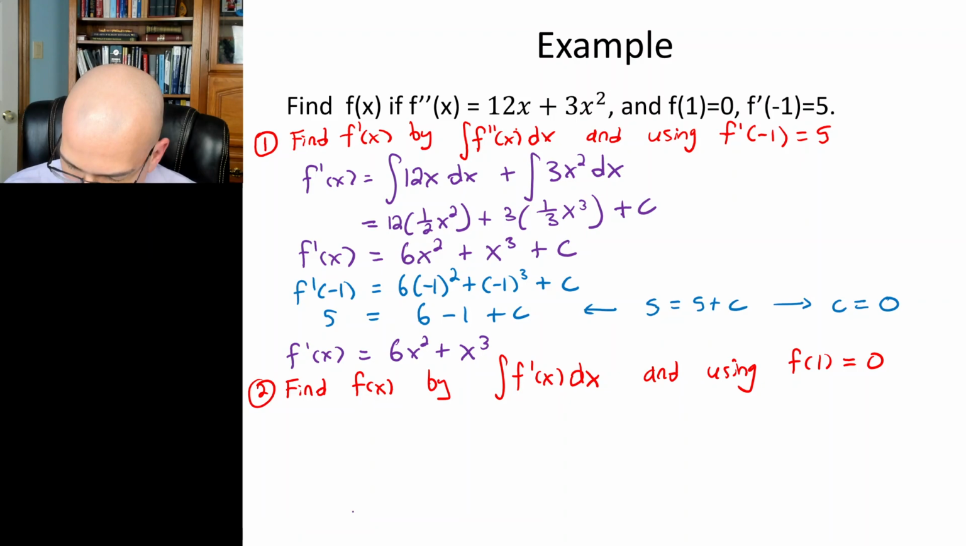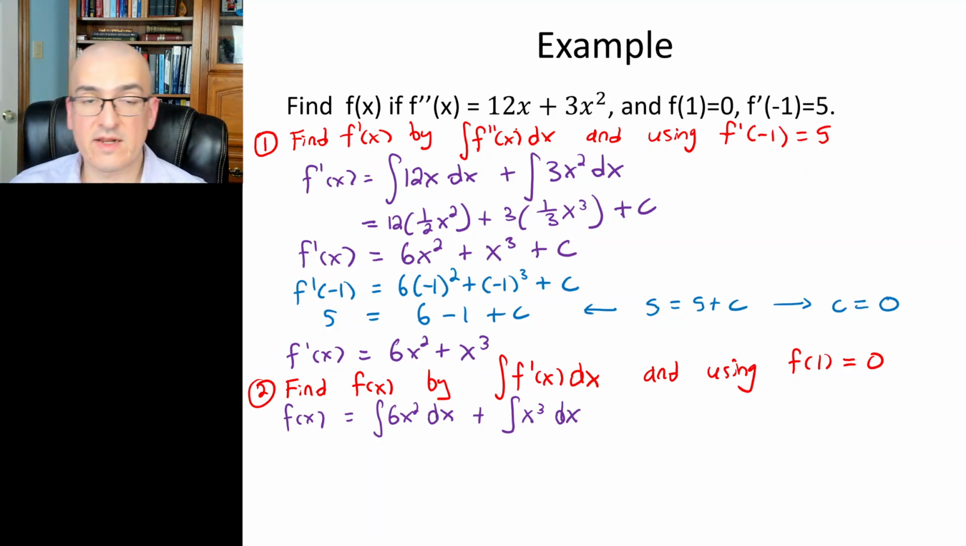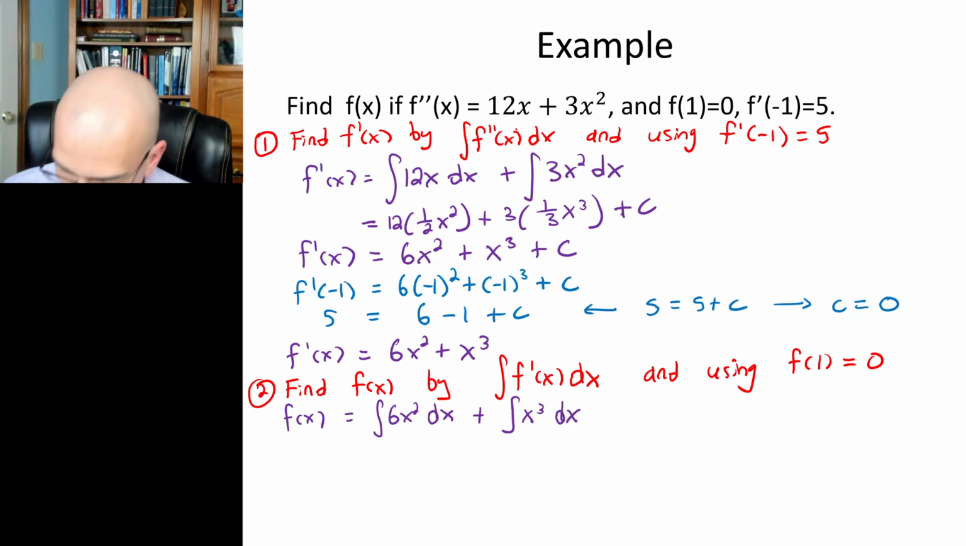Okay, so f of x is the antiderivative of 6x squared plus the antiderivative of x cubed. And notice that every time I write down an antiderivative, I'm constantly, without fail, including the dx. And you have to get into that habit. It won't always be dx. Sometimes it'll be something else, and we'll have to track what it is.